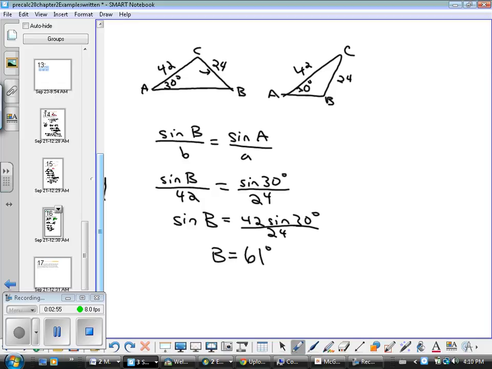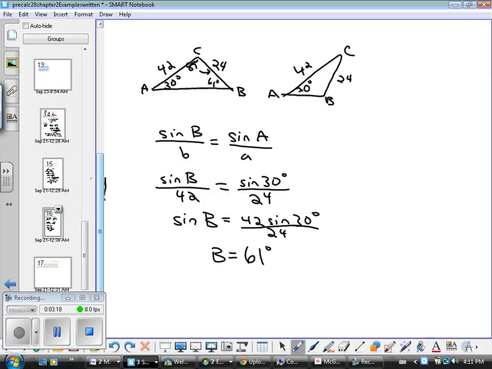So up here we've got an angle of 61 degrees. That leaves angle C as 89, actually, right? Because this is 91, and the sum of the measures of the angles of a triangle is 180. So that gives you an angle of 89 for angle C.